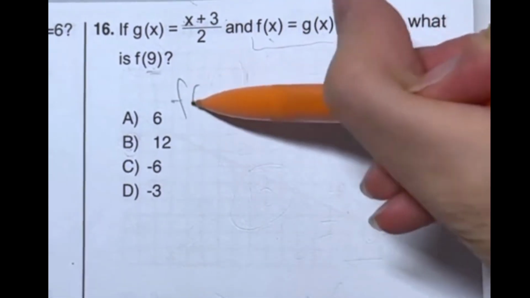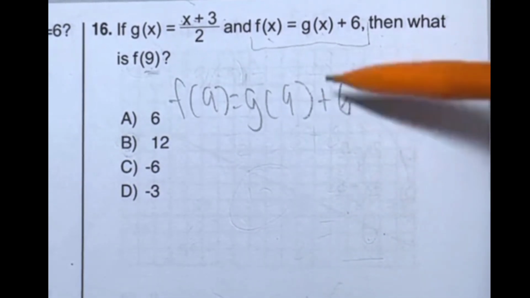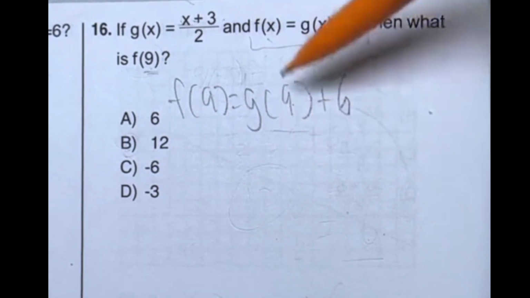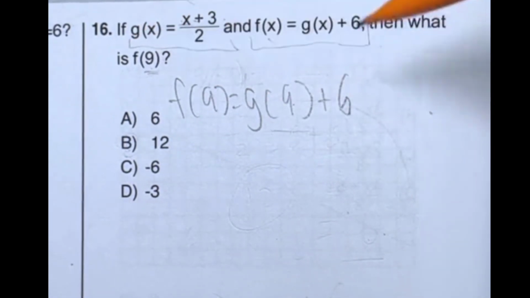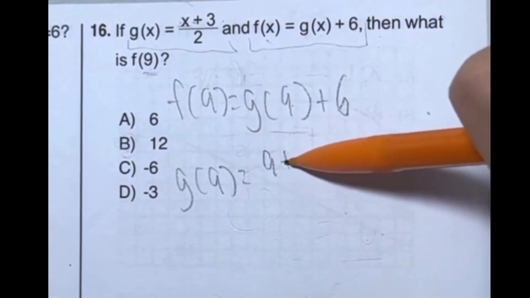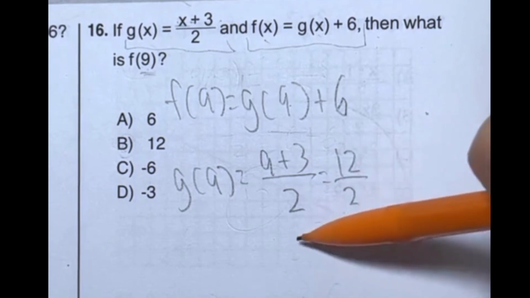So let's do that. f of 9 is going to be equal to g of 9 plus 6. And now we have to evaluate g of 9. Again, 9 is our input in the g of x equation, so again, we just plug it in. g of 9 is just going to be equal to (9 + 3)/2. 9 plus 3 is 12, divided by 2 is 6.